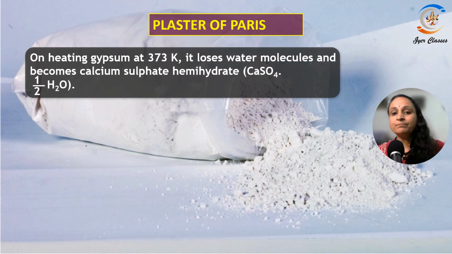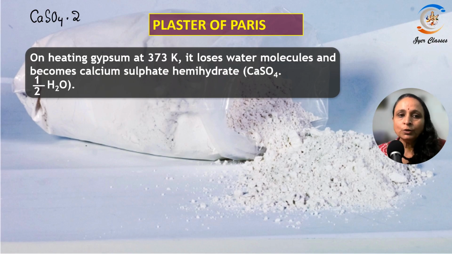So how is it made? The first question is how the plaster of Paris is made. It is made by heating gypsum at 373 Kelvin. It loses water molecules and becomes calcium sulfate hemihydrate. That means, what is the formula for the gypsum salt? Just now we saw it is CaSO4 dot 2 times H2O. You are going to heat this gypsum salt at 373 Kelvin. That means how much? The temperature is approximately 100 centigrade.